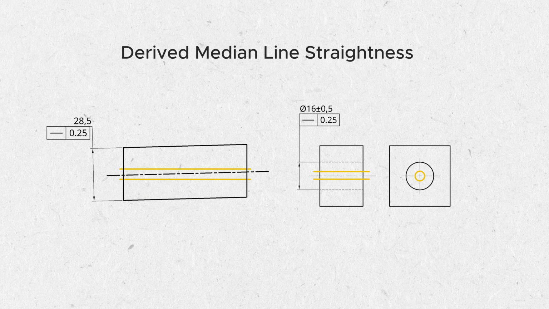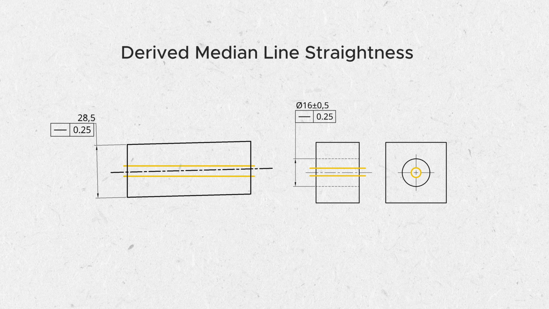The other form of straightness is derived median line straightness. It applies to axial features, such as cylindrical shafts or holes. Instead of controlling the straightness of the surface itself, it controls the straightness of the center line that runs through the feature's length. In practice, this tolerance ensures that the part's central axis does not curve as it extends.